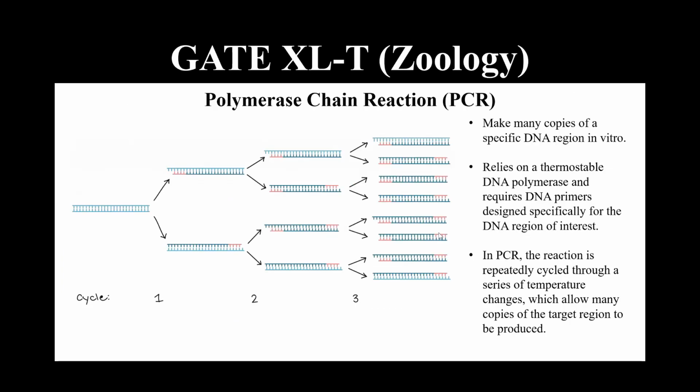The next option is PCR. PCR, or polymerase chain reaction, is a method which makes many copies of a specific DNA region in vitro. This method relies on the use of thermostable DNA polymerase and requires DNA primers which are designed specifically for the DNA region of interest. And as the name suggests, it's a chain reaction. So here the reaction which is carried out by the polymerase is repeatedly cycled through a series of temperature changes, which allows many copies of the target region to be produced.